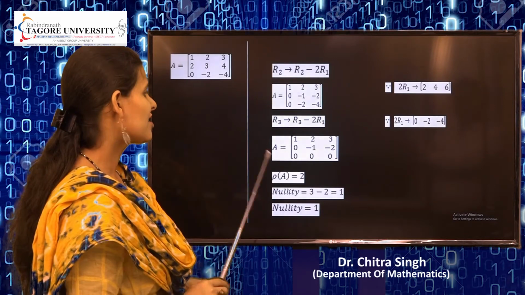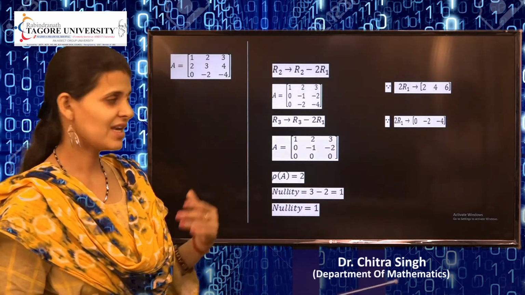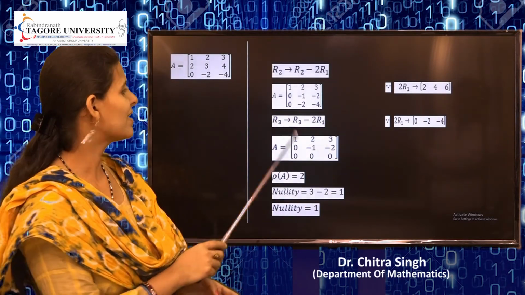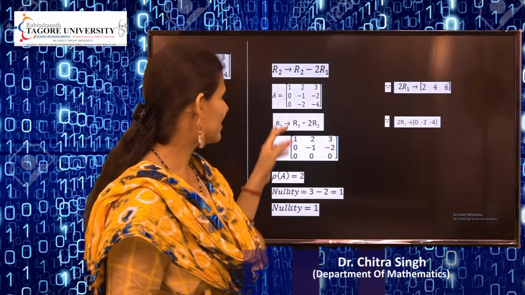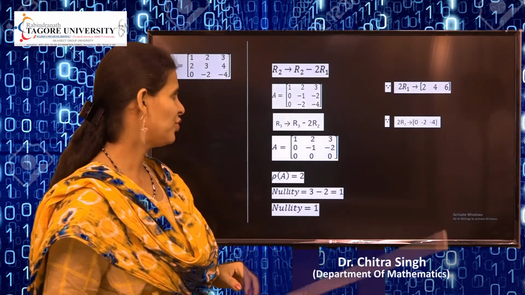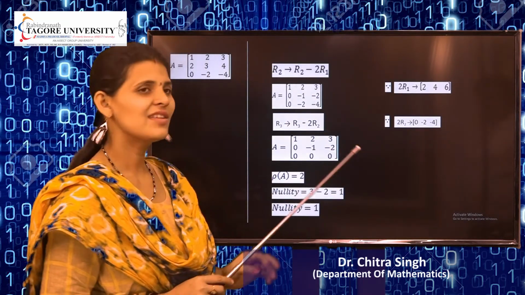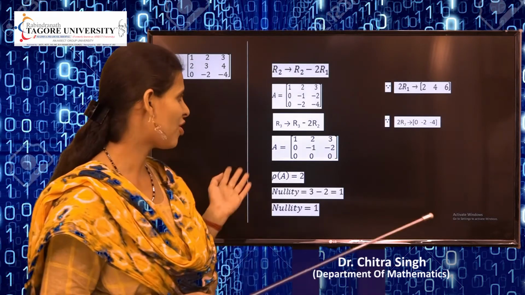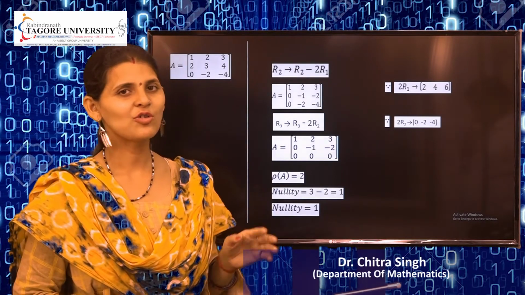So you get this matrix, and we repeat the step R3 tends to R3 minus 2R1. After the R2 operation you see that your matrix is A equals 1, 2, 3, 0, minus 1, minus 2, 0, minus 2, minus 4. This is not an upper triangular matrix. To make an upper triangular matrix, we need the R3 row to be 0. So then we again apply a row operation.